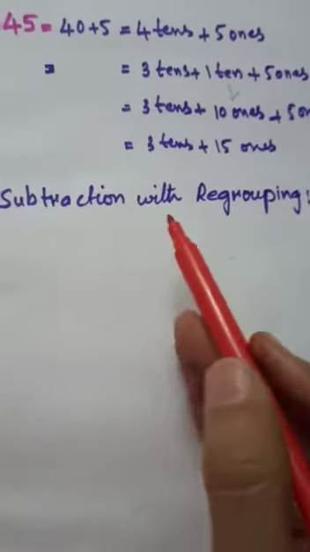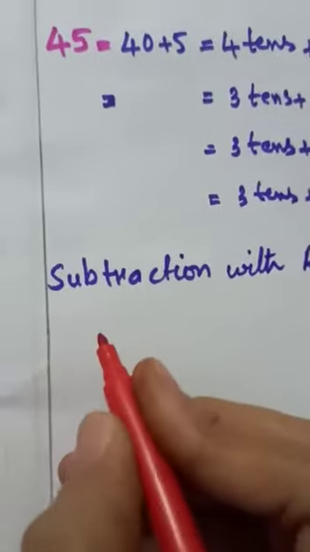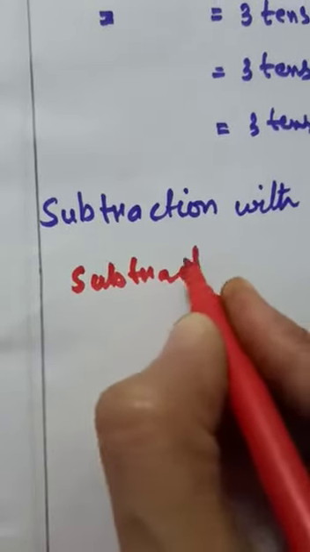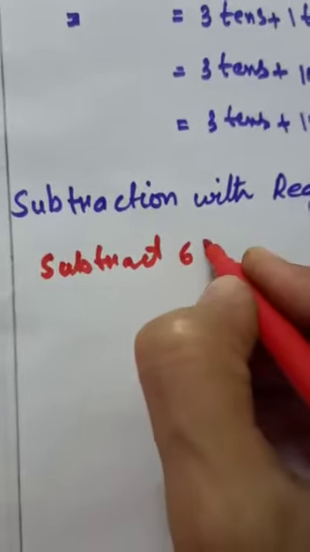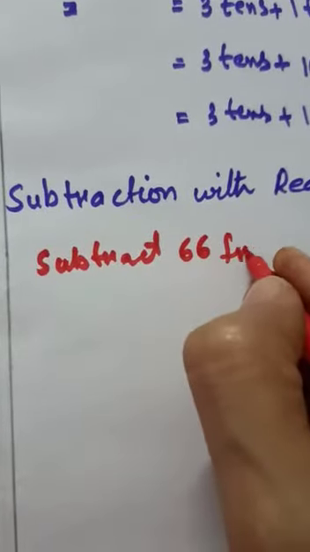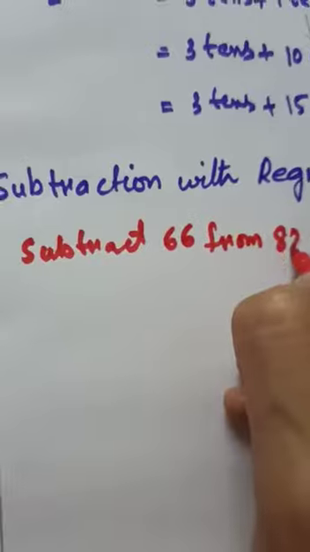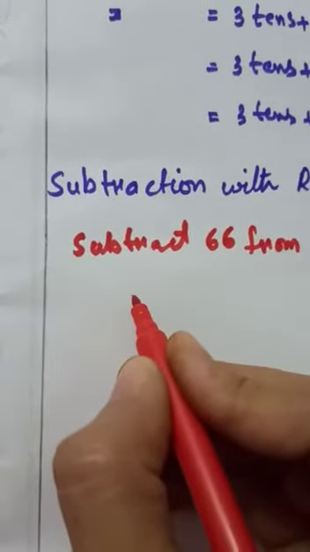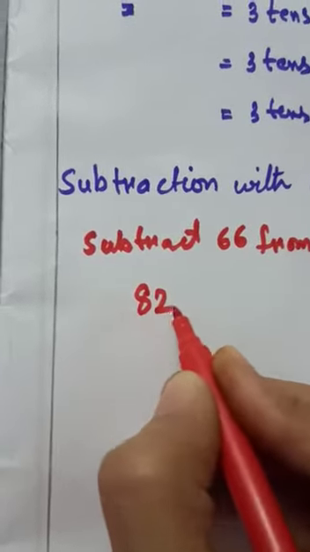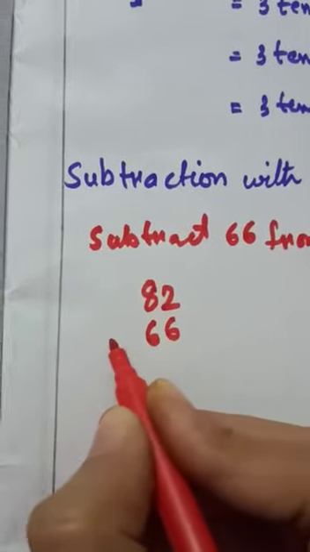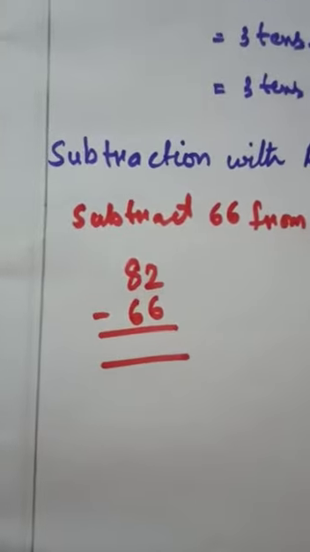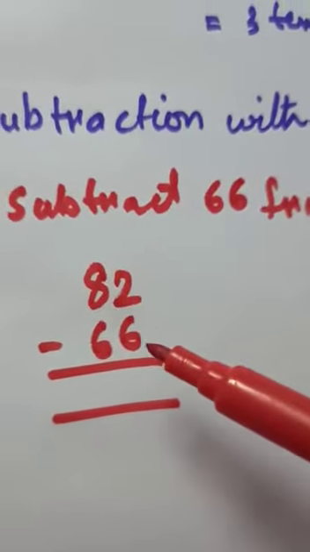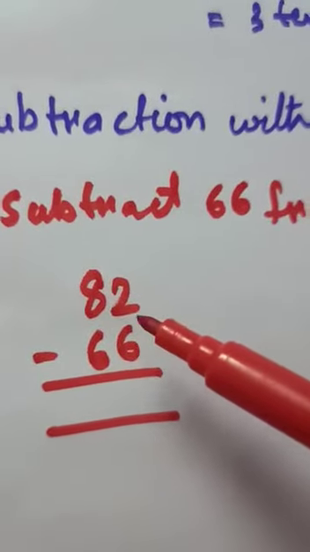Yes, the next topic is subtraction with regrouping. Suppose we have to subtract 66 from 82. So first we will write the bigger number above the smaller number and we have to subtract. But children, see here, we cannot subtract 6 from 2. Why? Because 6 is bigger than 2.